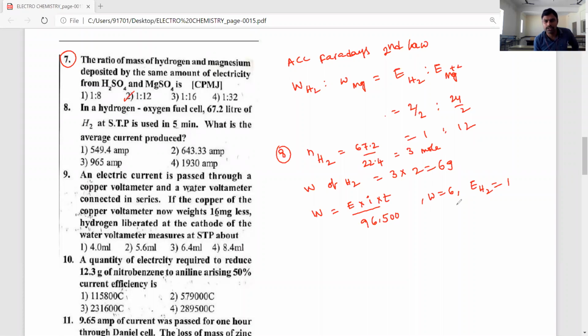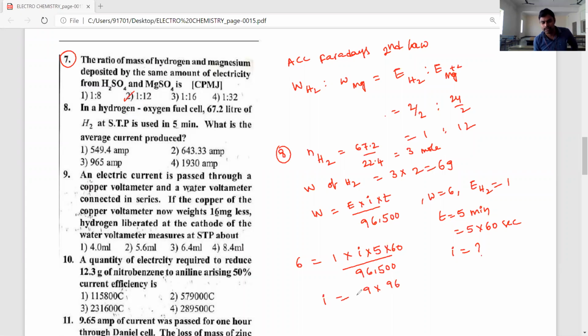Equivalent weight of H2 is equal to 1. Then time T is equal to 5 minutes, which is 5 into 60 seconds. We know the values of E and T, and we have to calculate I. So 6 is equal to 1 into I into 5 into 60 by 96,500.